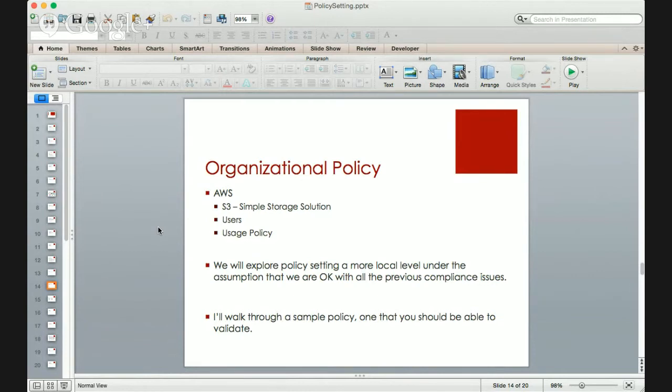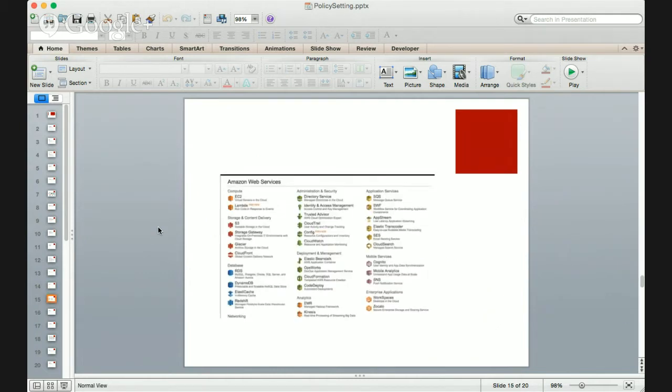So we're going to take a look at what's called S3 today, the Simple Storage Service at Amazon. I'm actually going to set up accounts for everybody, and then I'm going to have you log in and do something really, really simple, to just give you an idea of policy. I'm going to show you how I set up this policy as well. Again, it's this idea that the policy is at a more local level of the technology that I control, so that we're okay on these compliance or regulatory issues. I'll walk through the sample policy, one that we should all be able to validate.